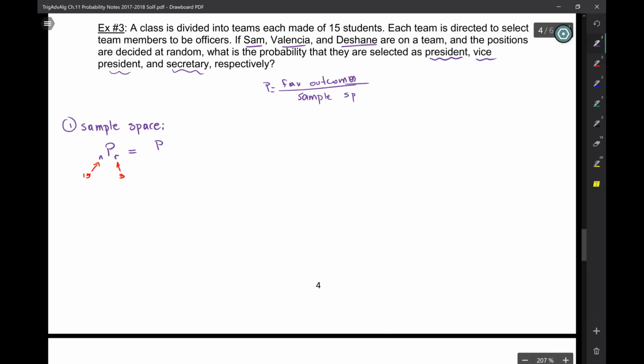So this is P(15, 3), and that'll be 15 factorial over 15 minus 3 factorial. So that's 15 factorial over 12 factorial. And now look, this is 15 times 14 times 13 times 12, 11, dot, dot, dot, over 12, 11, dot, dot, dot. So the 12 and the 11s cancel. So I just have 15 times 14 times 13.